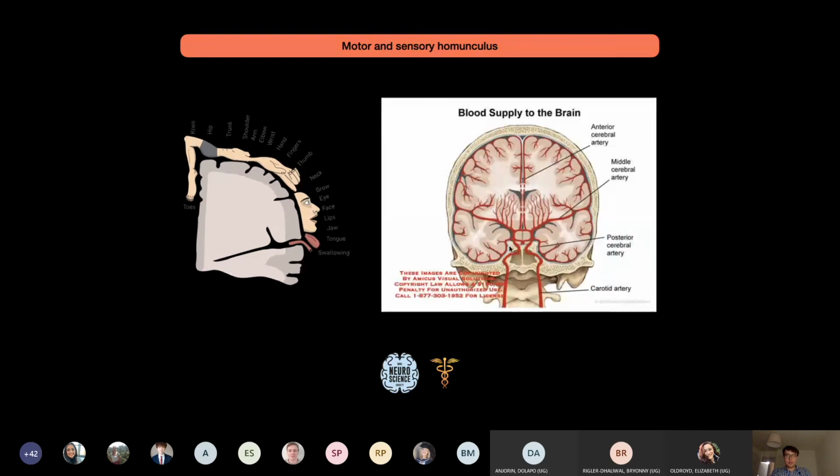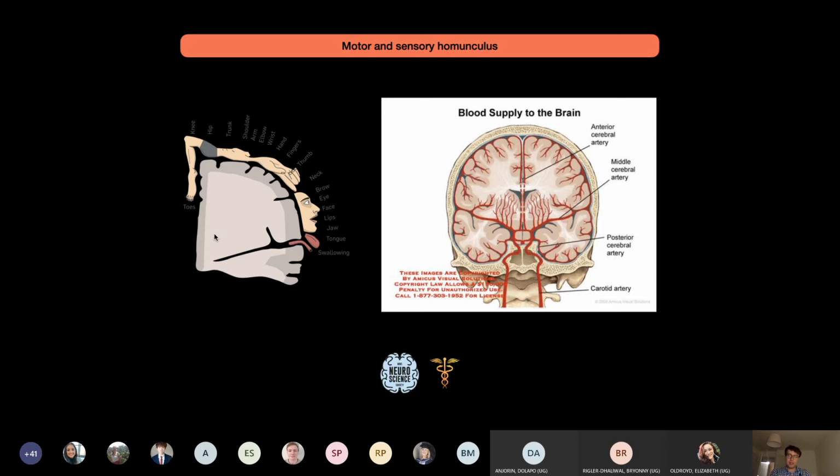So here's the circle of Willis. Just think about the big picture right now. We have anterior cerebral arteries that run in the middle, and we have middle cerebral arteries that run to the side, which means that the side of the homunculus is supplied by the middle cerebral artery, and the middle of the homunculus is supplied by the anterior cerebral artery.